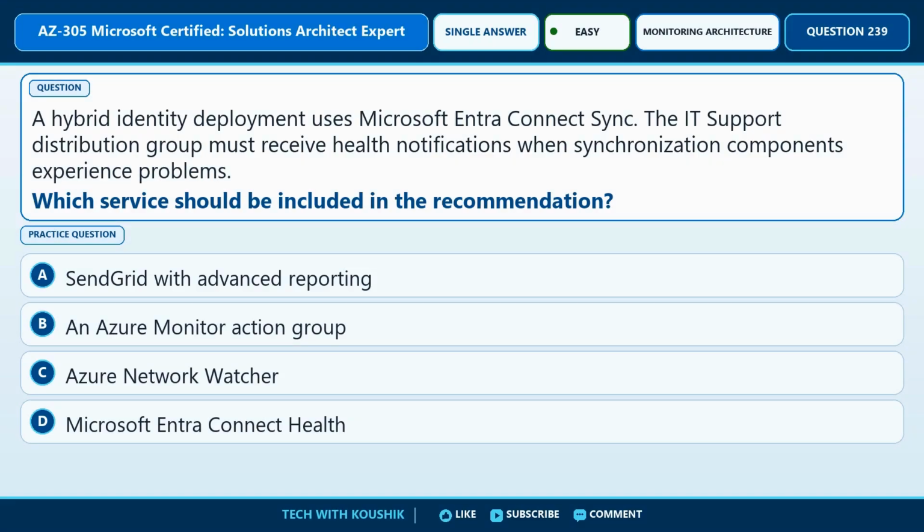A hybrid identity deployment uses Microsoft Entra Connect Sync. The IT support distribution group must receive health notifications when synchronization components experience problems. Which service should be included in the recommendation? The options are: Choice A, SendGrid with advanced reporting. Choice B, an Azure Monitor Action Group. Choice C, Azure Network Watcher. Choice D, Microsoft Entra Connect Health.